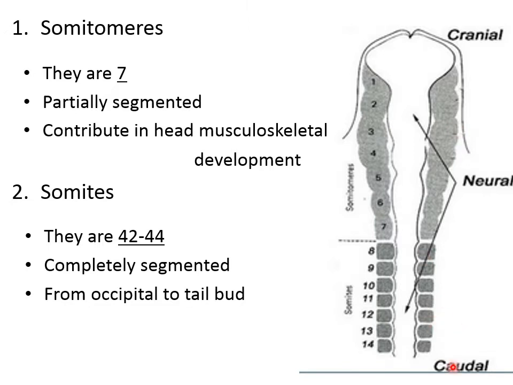Caudally, this is the caudal orientation, and here caudal to the somitomeres we have the somites, and they are 42 to 44 in number. They are completely segmented. The somites start from the occipital region to the tail bud.